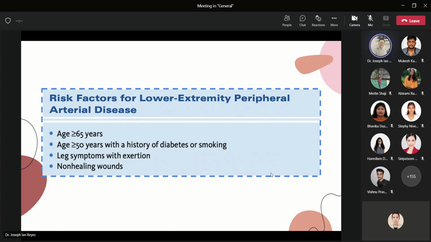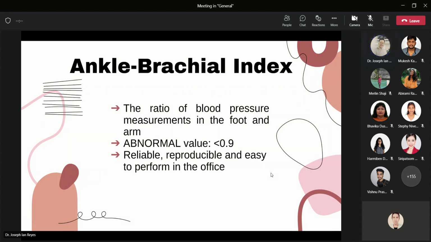Then maybe patient also has poor hygiene. So patients with hypertension, with diabetes are also risk factors, right? So that's why we have to screen properly. Again, patients more than 65 would be a risk factor. More than 50 if with history of diabetes and smoking, with leg symptoms upon exertion and non-healing wounds. Okay, you have to take note.